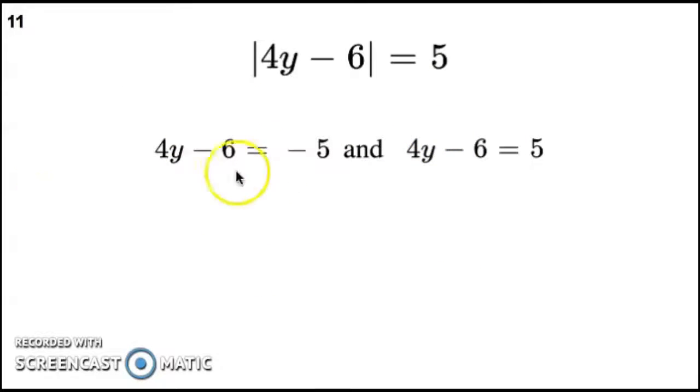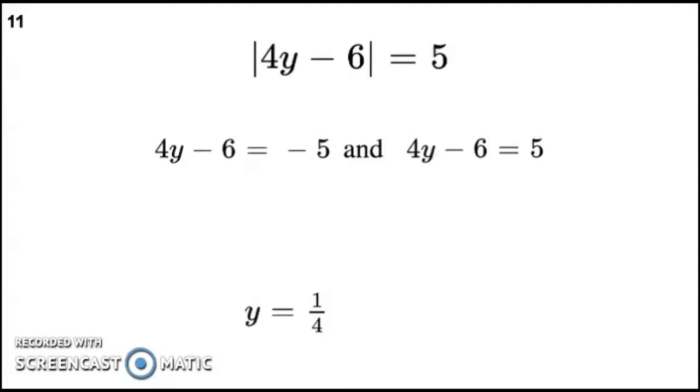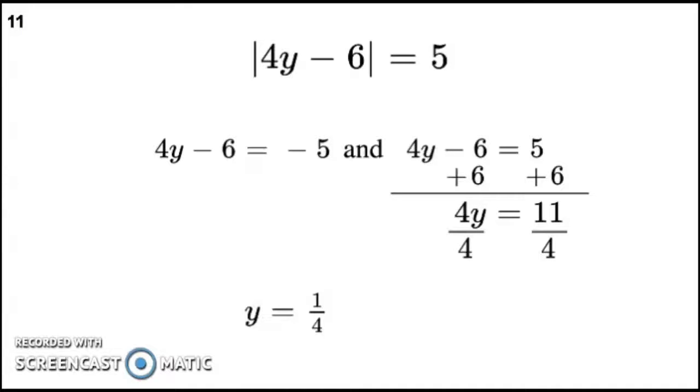So now we're going to solve the first equation by adding 6 on both sides. So we'll have 4y equals 1, divide both sides by 4, and y equals 1/4. Second equation, add 6 to both sides, you'll get 4y equals 11, divide both sides by 4, and y equals 11/4. So my answer is going to be y equals 1/4, and y equals 11/4.